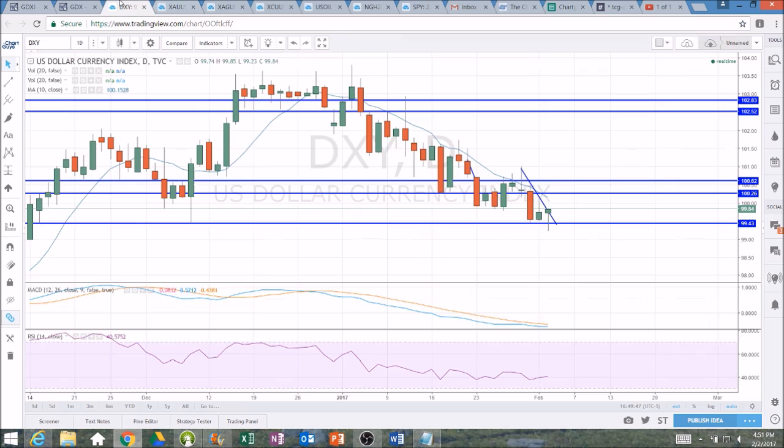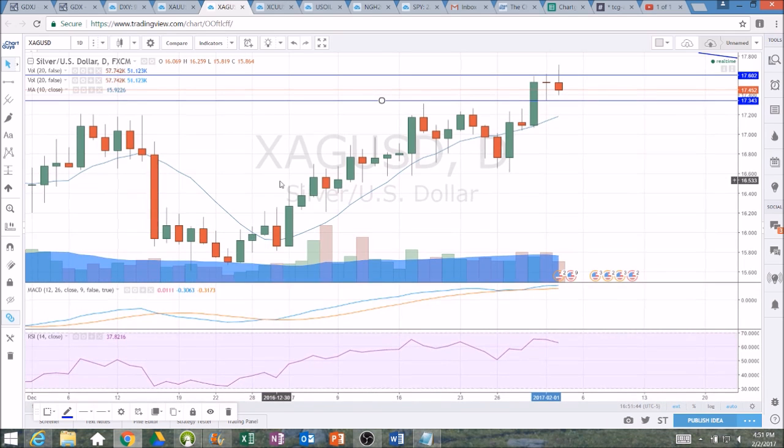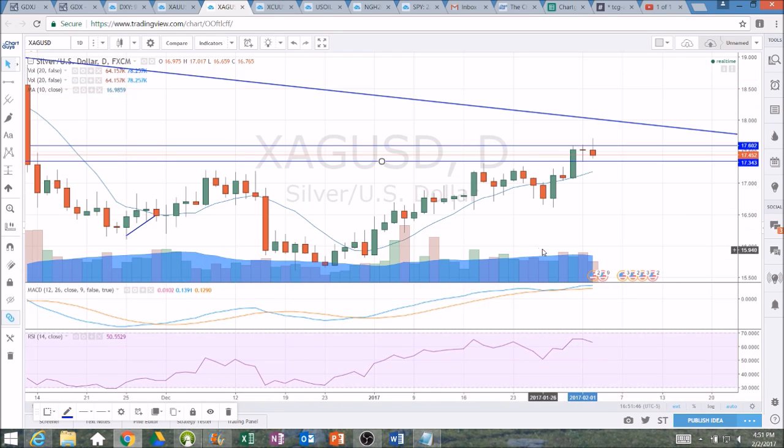So what I'm going to be watching overnight, dollar support 99.43, gold higher low pattern on the hourly. Let's see what silver's up to. Silver's rejecting from some resistance as well of 1760. It is a bearish reversal inverted hammer, so we'll be keeping an eye on that as well.